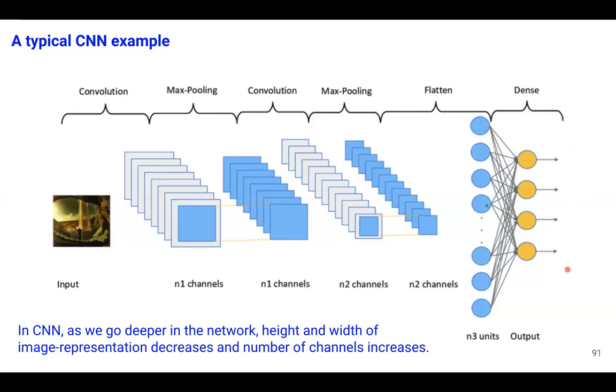Another thing to note is that in CNN, as we go deeper in the network, the height and width of your image representation decreases and number of channels increases. So the convolution operation and max pooling operation are decreasing the height and width, but you are using multiple filters, so that is increasing your number of channels. So this is a very typical structure of a CNN.